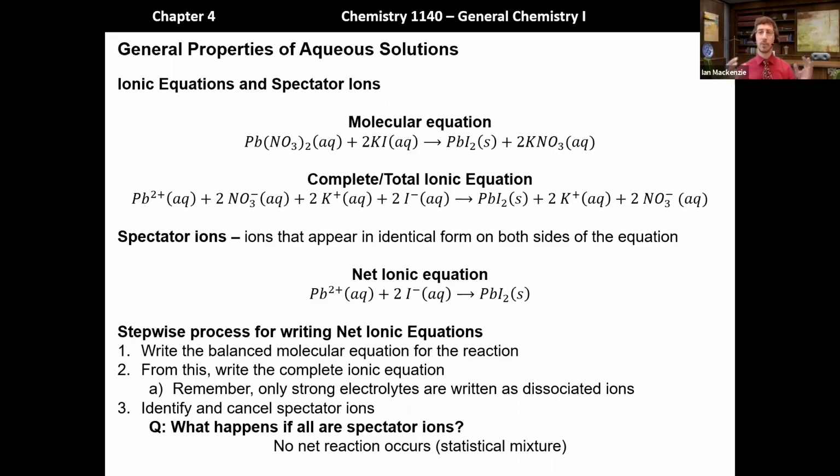Remember that case where we had sodium chloride and potassium iodide and we ended with that statistical mixture? Well, that was because all of the ions were soluble. If they all showed up in the same form on the left as on the right, when we write the complete ionic equation, they all cancel and we're left with no net reaction. And so we just end up with a statistical mixture of products.